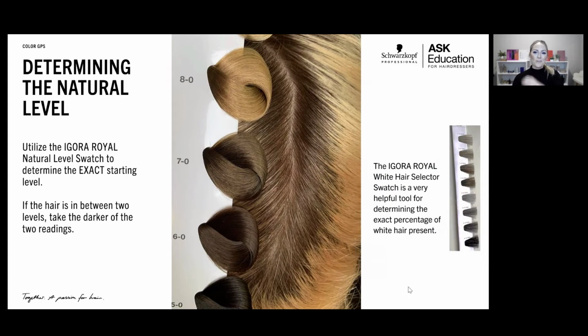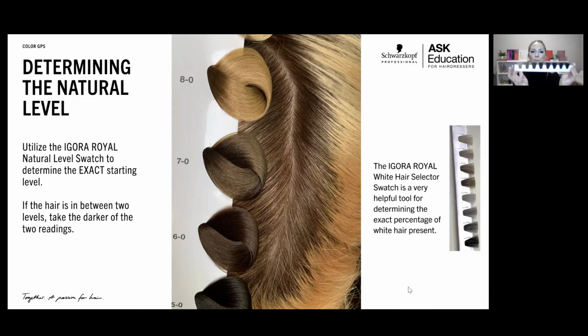So, talking about the natural level, how important it is, as we've mentioned, to identify the exact starting point. The best option for us to work with is using our natural swatch or a natural level, which is our -0 series. Oftentimes, we use our Igora Royal, which is our permanent color line. So, from that big red book there, we can grab the -0 series, which can be held up and placed. Actually, I really like these ones as well because they are sort of fanned out. So you can actually place them right in and almost snug them into the natural level and see if they match. So we're trying to get that exact starting point.